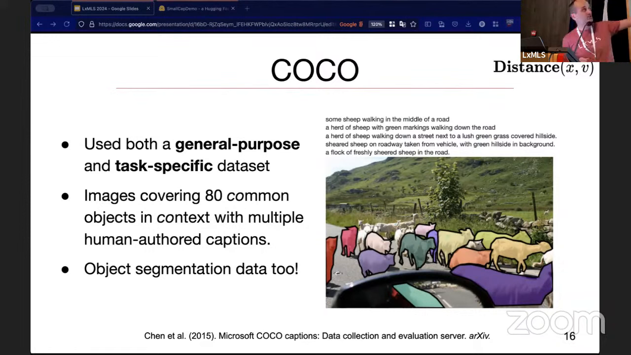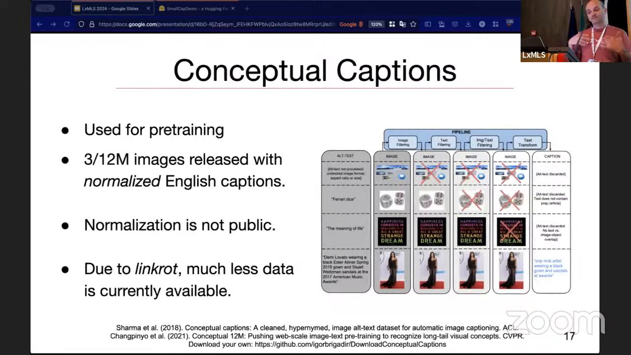And we can see an example here of the different types of sentences that human beings have written about this beautiful countryside scene. If we step away from this very carefully human-authored data, we can look at something like Conceptual Captions, which is commonly used for pre-training models, and it exists in either a 3 or a 12 million version with normalized English captions. So what it means to normalize is that you start on the left-hand side with an image and its alt text, which, if you are, for example, a company with an extremely large repository of web pages, you can trivially extract this, I believe.